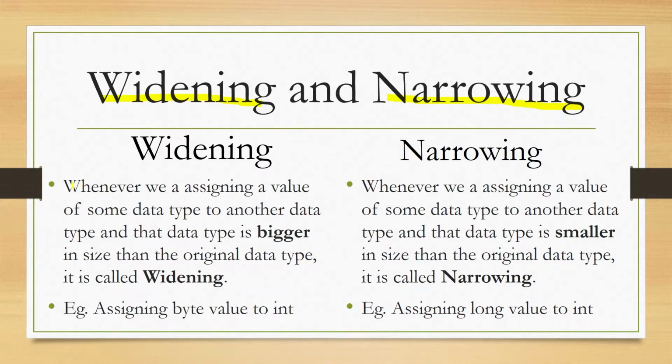By definition, whenever we are assigning a value of some data type to another data type and the data type is bigger in size than the original data type, it is called widening. I'll repeat: whenever we are assigning a value of some data type to another data type and that data type is bigger in size than the original data type, then it is called widening. An example of it could be assigning a byte value to an int value.